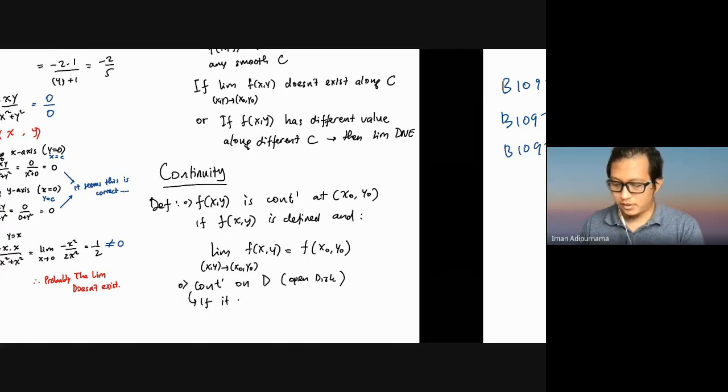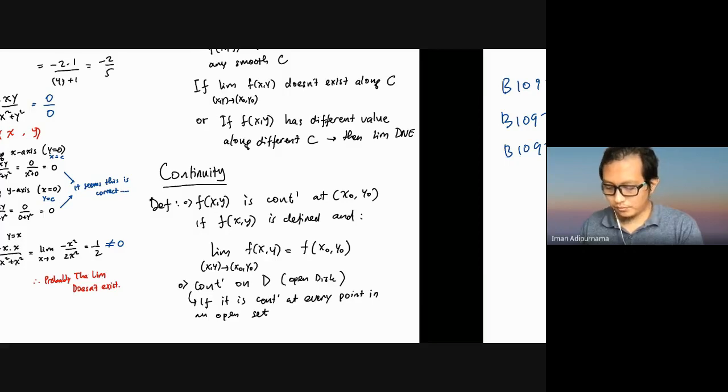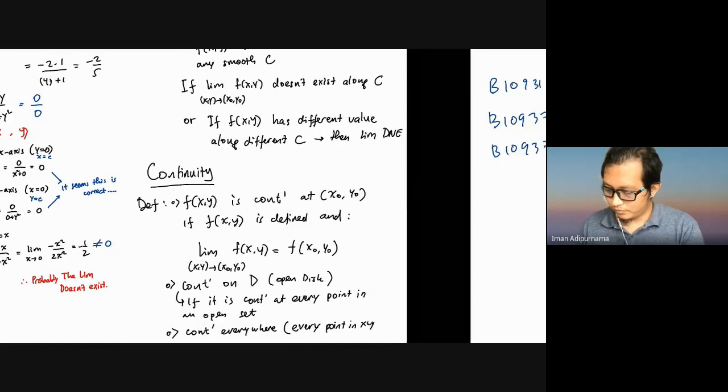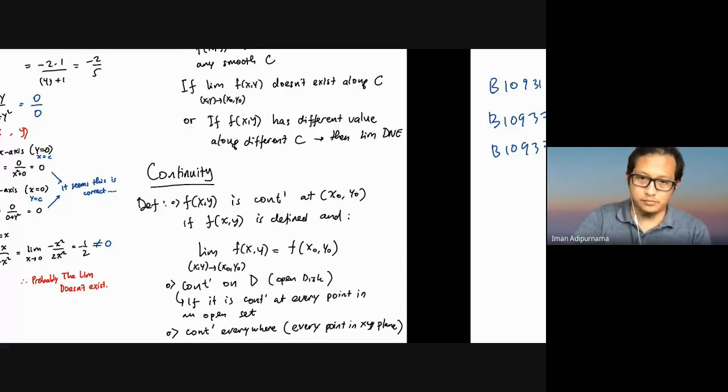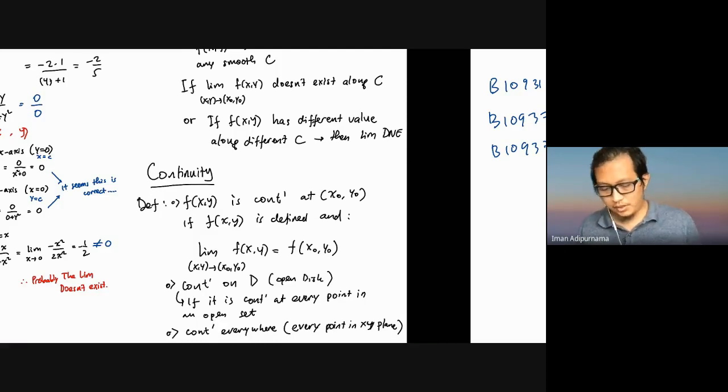If it is continuous at every point in an open set. And we can also say it is continuous everywhere if it is continuous at every point in the XY plane. So you have at least three cases with some definitions.